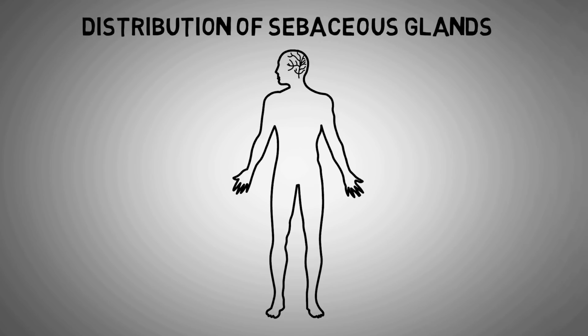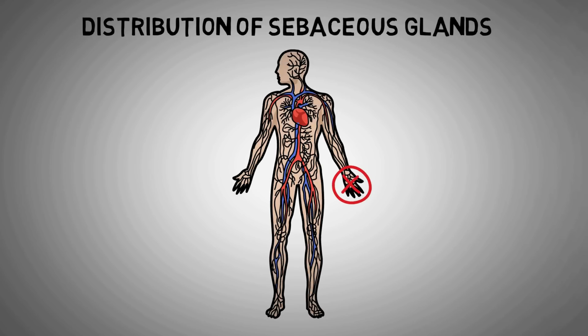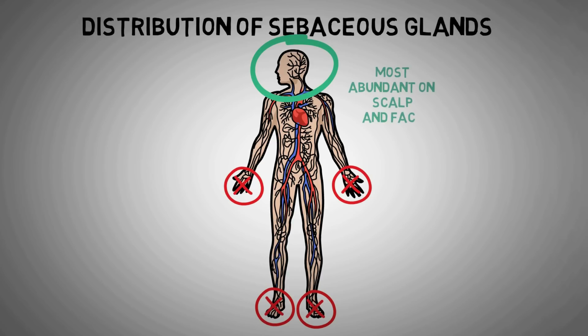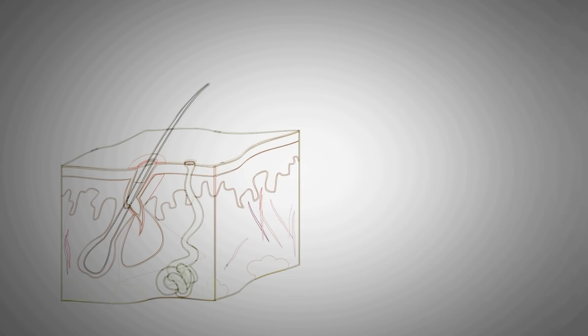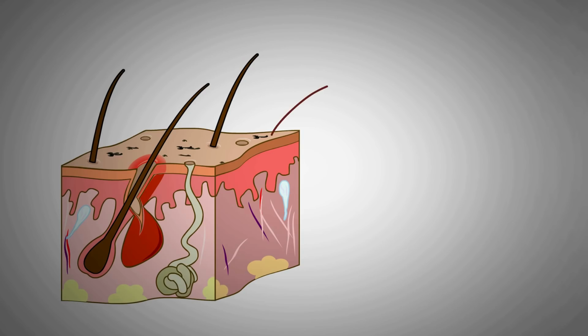The sebaceous glands are distributed over the entire body with the exception of the palms and soles. They are most abundant on the scalp and face. Under normal circumstances, a small amount of sebum is produced, which is necessary to keep your skin moist.